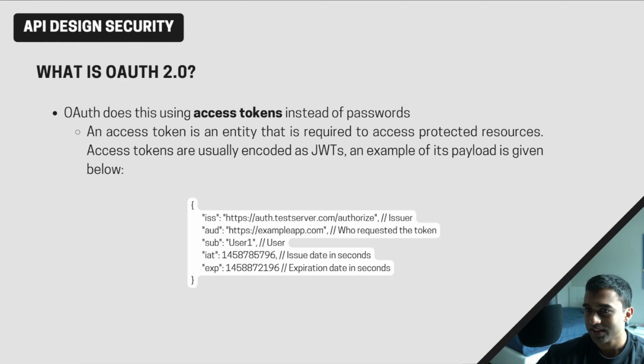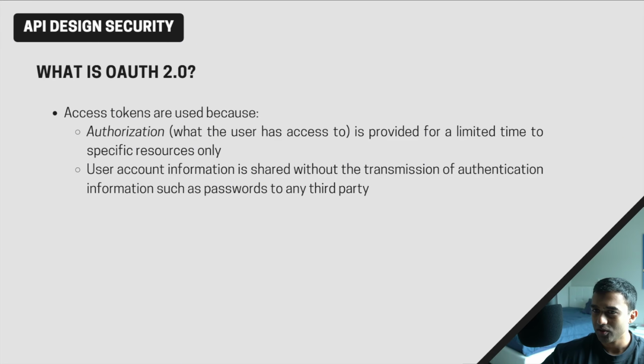An access token is an entity that is required to access protected resources. Access tokens are usually encoded as JWTs. An example of its payload is given below, so it kind of looks like a JSON object. Access tokens are used because authorization, which is what the user has access to, is provided for a limited time to specific resources only. User account information is shared without the transmission of authentication information, such as passwords, to any third party.